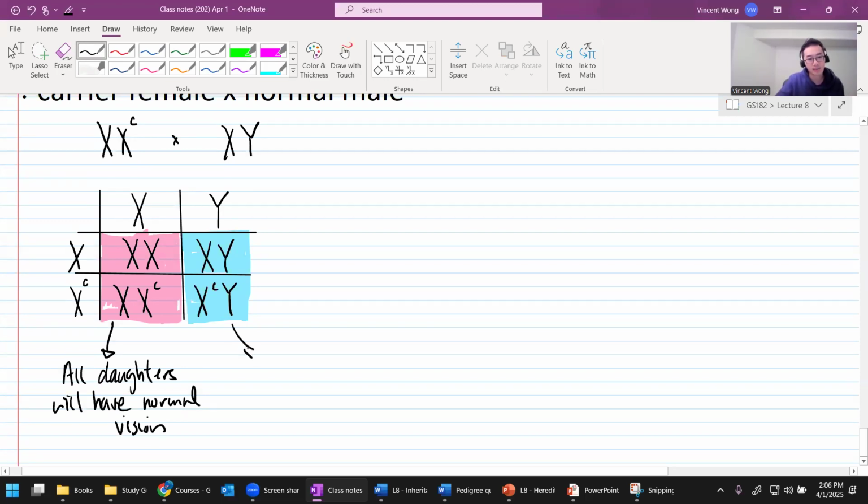How about sons? Okay, look at the sons. Right? Just the sons. 50% sons, normal. 50% sons, colorblind. It's not 25% because we're not looking at all the kids, right? We're only looking at the boys. There are only two squares for the boys, and one of them is colorblind, the other is not. That's why it's 50%.